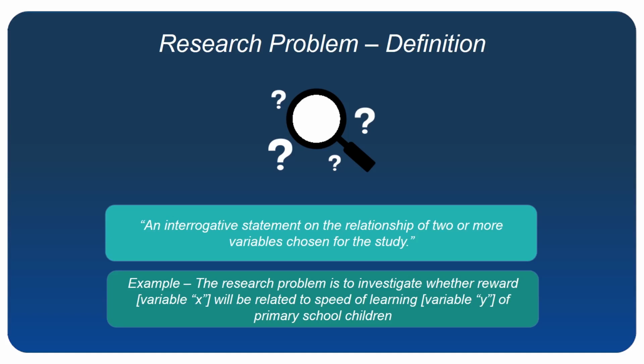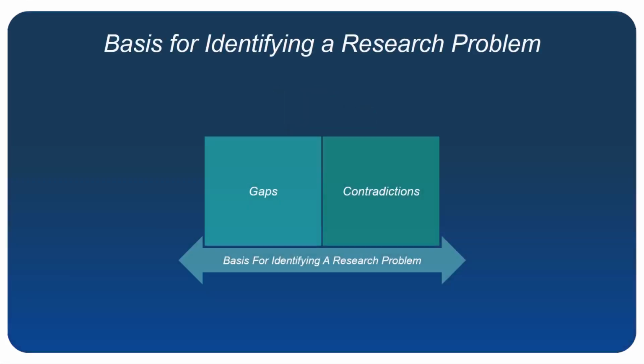Is variable x related to variable y? That is the question that is raised in this problem, but it has been stated in the form of a statement. Well, what is the basis by which we identify the research problem? As I said earlier, it is an extension of the review of secondary data.